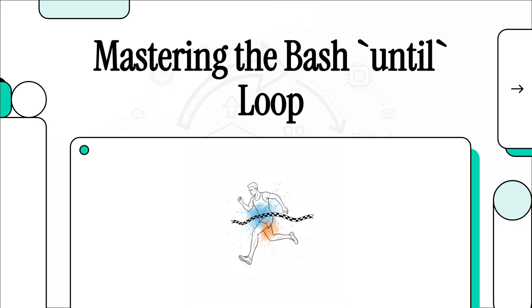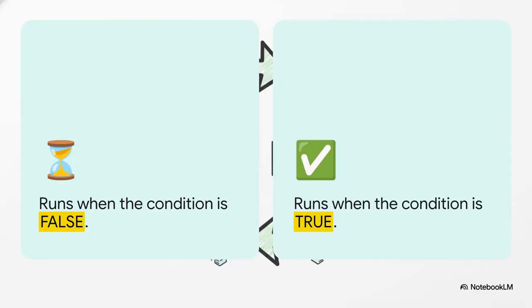But what about its slightly mysterious sibling, the until loop? It's an incredibly useful tool that can make some scripts a lot cleaner and way more logical. So, let's spend a few minutes and really dig into how it works and, more importantly, when you should actually use it.